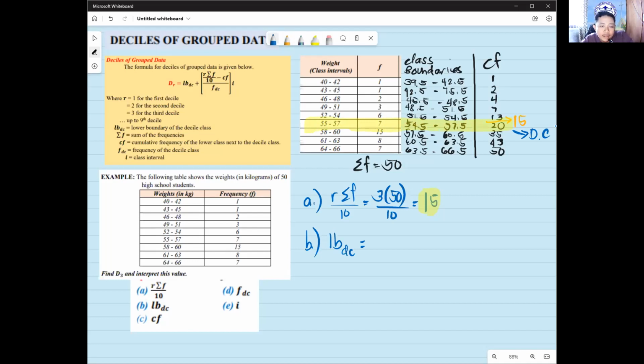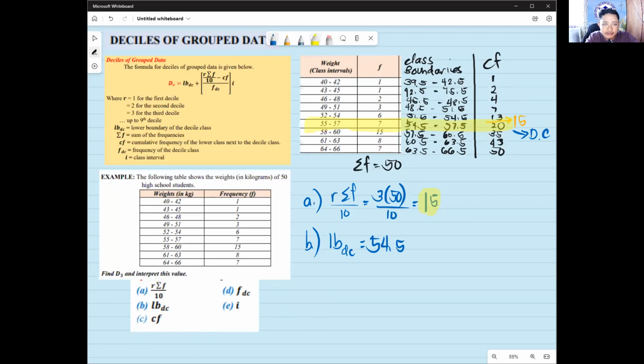Okay. Now, the lower bound of the decile class. Lower bound, you need to count from the word itself. Boundaries, lower bound. Where's the lower bound? 54.5 or 57.5? Type it in the chat box, please. Which is the lower bound? 54.5 or 57.5? Let's wait for the rest. What is the lower bound? Yung mas mababa. That's 54.5. Very good.